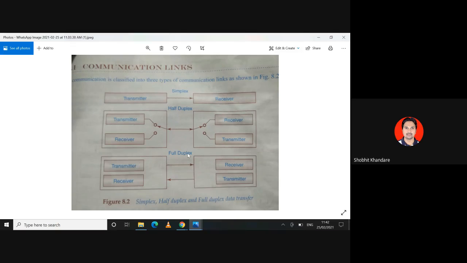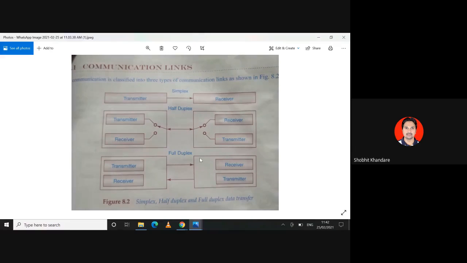अगर इसको ट्रांसमिट करना है तो ये लिंक यूज करेगा, तो ये ट्रांसमिट करेगा और ये रिसीव करेगा, और ये अगर इसको ट्रांसमिट करना है तो this block will use this link so that this can transmit and this can receive. Okay, so can I say this link will be used for this transmitter and for this receiver, and this link will be used for this transmitter and this receiver.